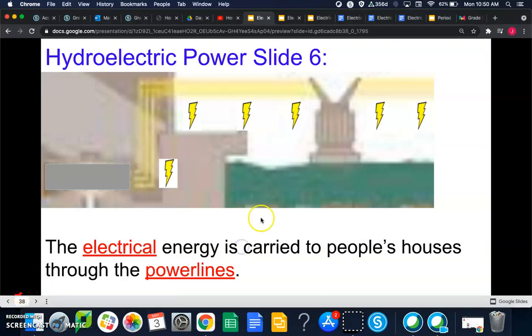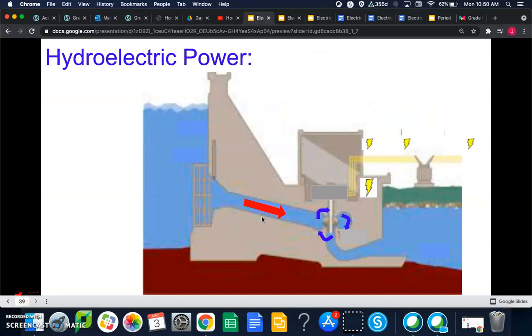One last thing before I let you go, let's take a look at the whole energy plant just to review how this works. So the water up at the top has gravitational energy. It flows downhill through the dam, through the turbine. Then it spins the turbine. The turbine will spin the generator. The generator will generate electricity, and the electricity will be carried off through the power lines to people's houses. So let me know if you have any questions on hydroelectric power.